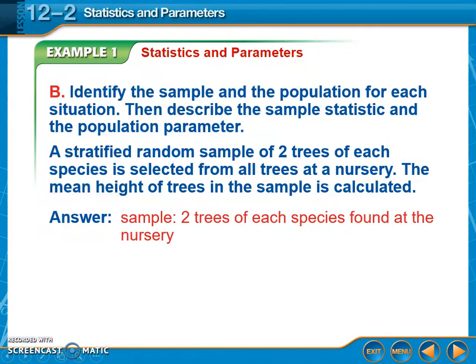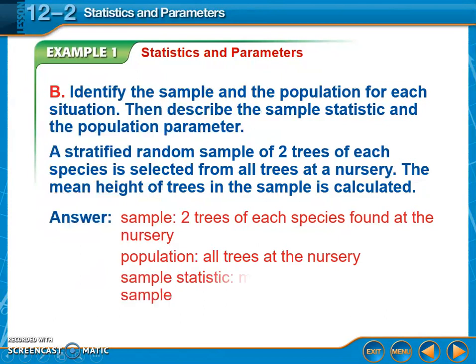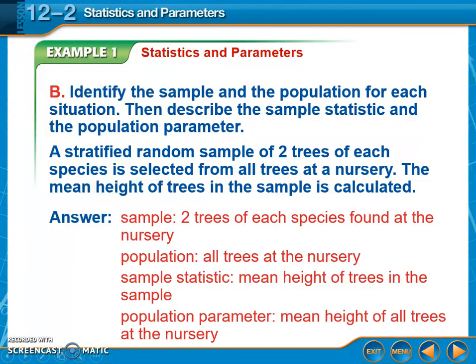And then we're trying to find the population. So it's going to be all trees in the nursery, right? And then we want to find the statistic. The statistic is based off the sample, and we're trying to find the mean height. So it's the mean height of all the trees in the sample, which means the population parameter is the mean height of all the trees at the nursery. So the population parameter comes from the population, and the sample statistic comes from the sample.